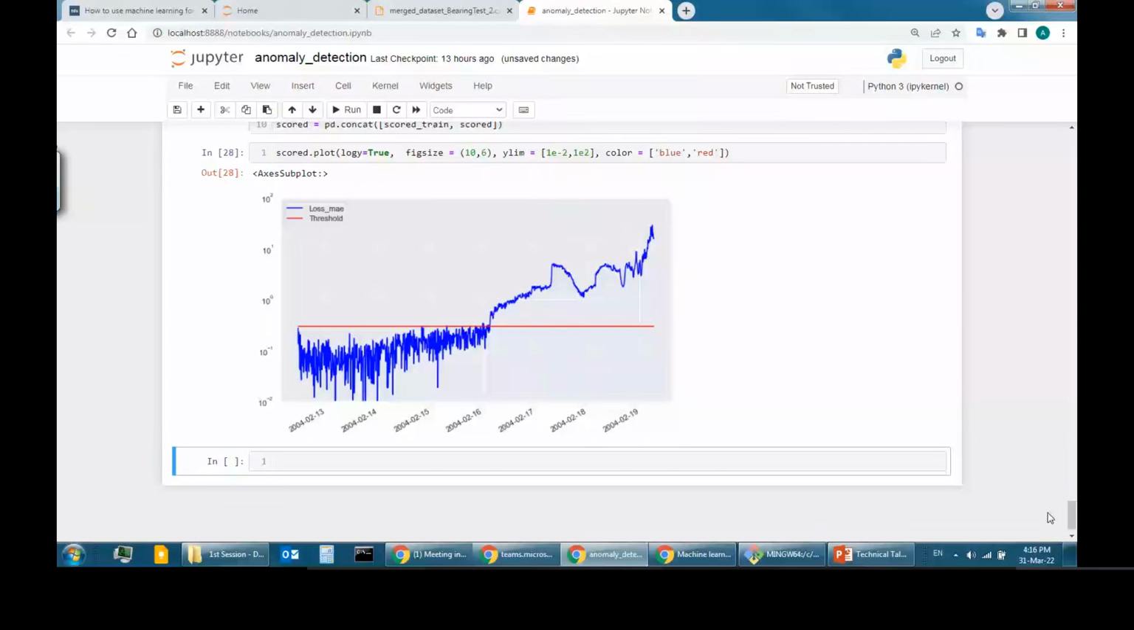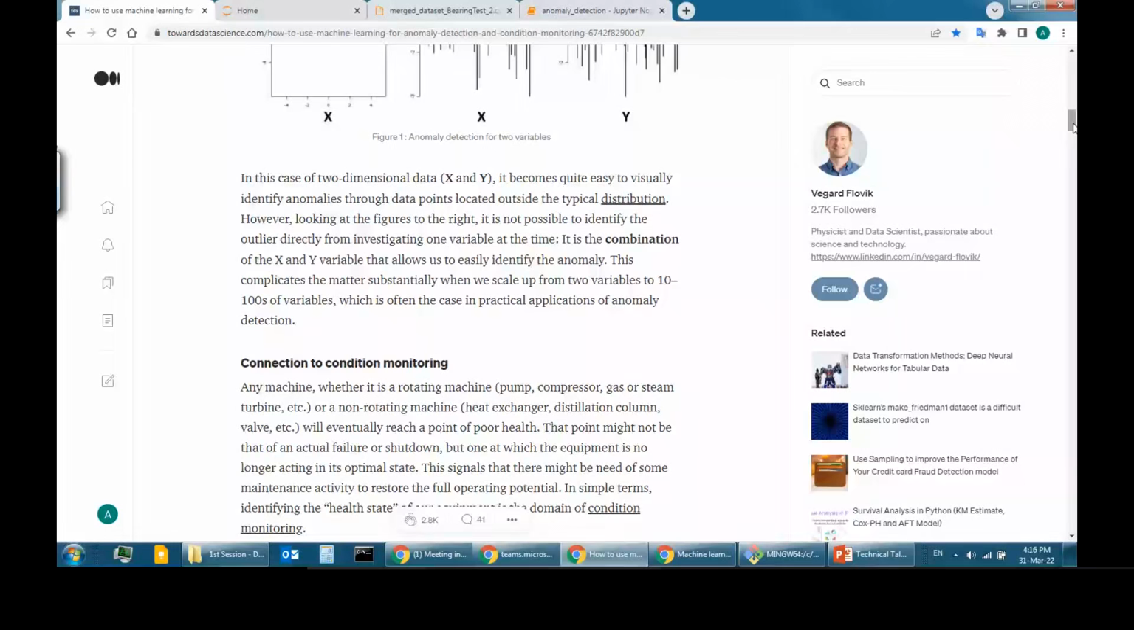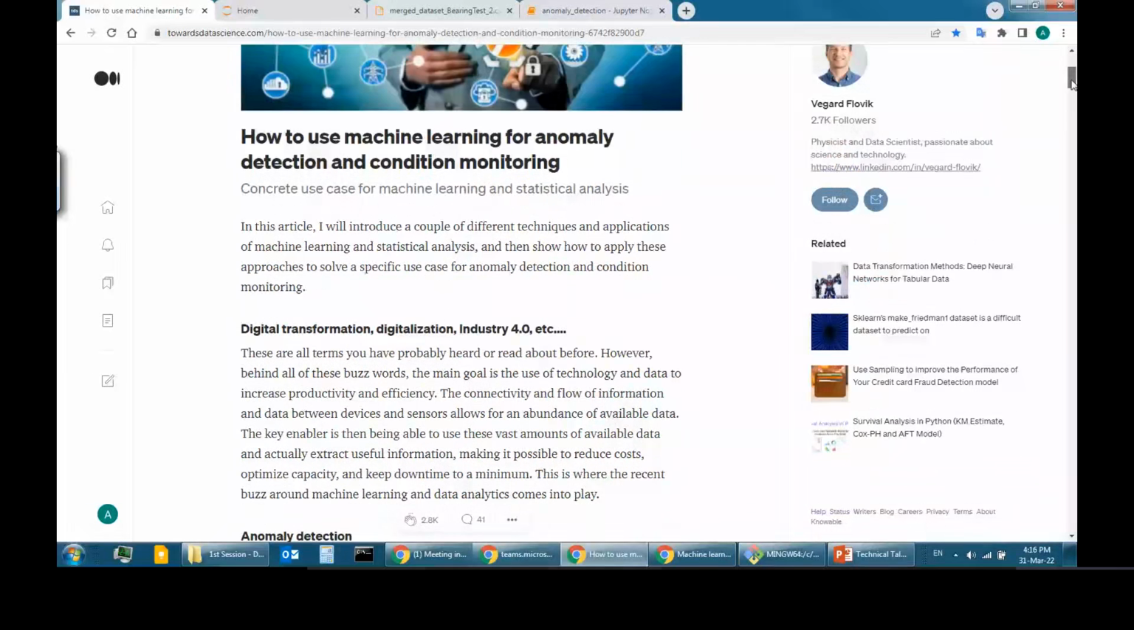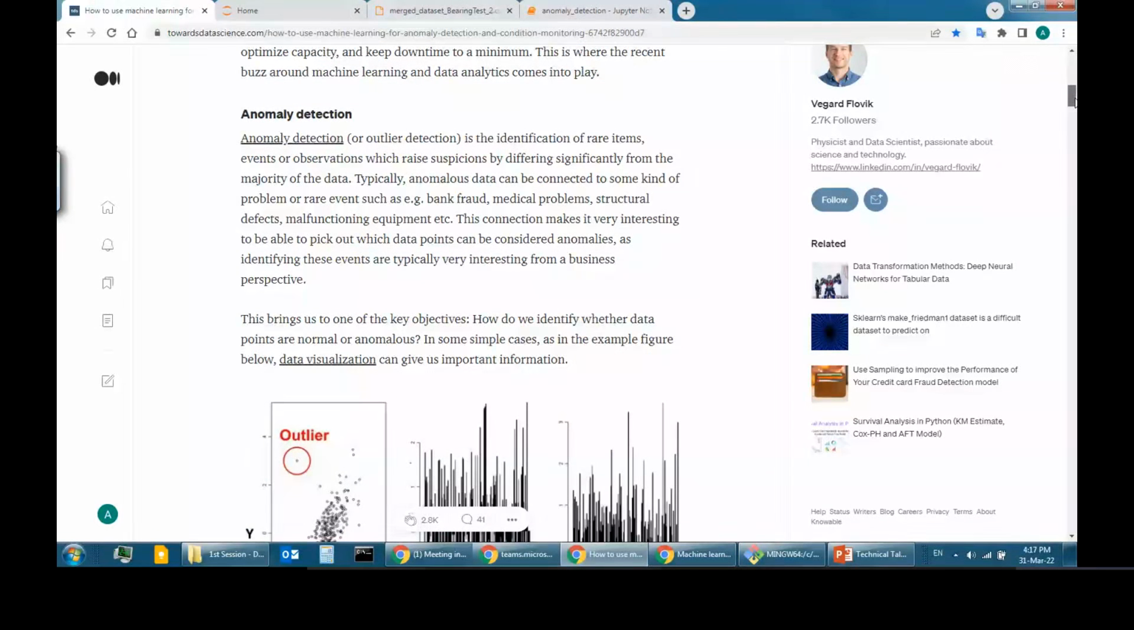And this code is applying anomaly detection using two techniques from this tutorial, "How to use machine learning for anomaly detection and condition monitoring." So you can apply this for anomaly detection if you have a time series from some kind of machine. And there are two techniques here already, PCA and autoencoder. There is another tutorial.